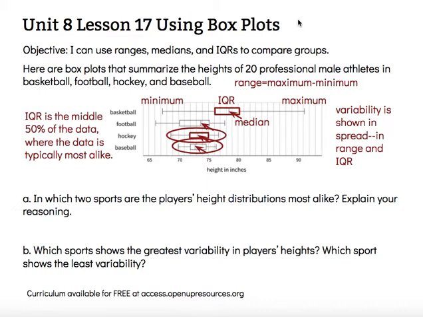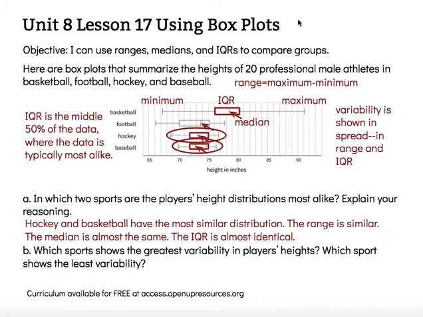So I have hockey, and I have that rectangle, and if I make a copy of that rectangle, or this is when you might use the tracing paper, and you place it over the rectangle for baseball, you can see that the hockey's rectangle, or interquartile range, is slightly larger than baseball, but they're almost the same size. So looking at the medians, the ranges, and the interquartile ranges, we can see that hockey and baseball have distributions that are most alike.